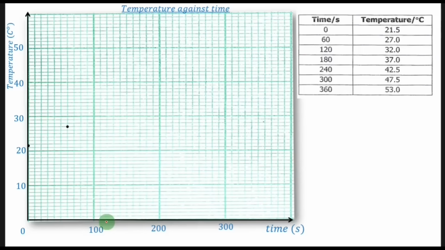120, 32. So 120, 32, I'll go with it. This is 30, 31, 32, somewhere there. So that's how I plotted all the lines like that. This other line, they were found like that.